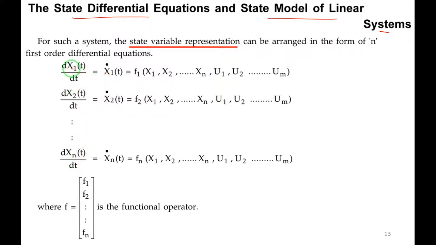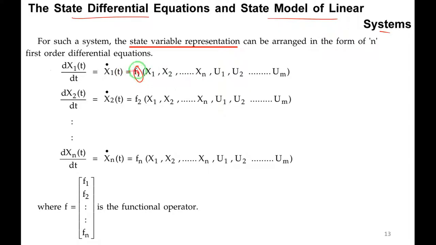How to write it? dx1 by dt can be written as x1 dot. This dot indicates single differentiation. If there are two dots, it is two times differentiation. So we know this notation. x1 dot of t means we are differentiating x1 with respect to time t. x2 dot of t, we are differentiating x2 with respect to time t. So if I differentiate x1, what will I be getting?